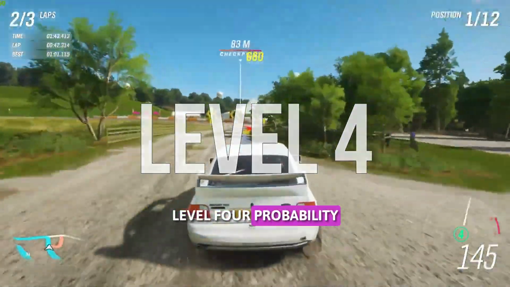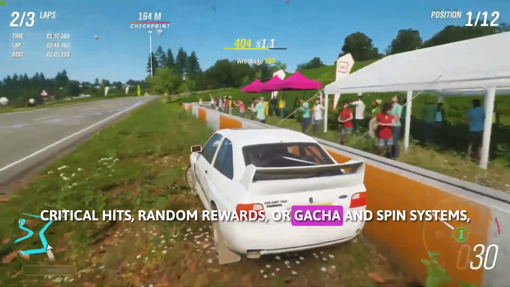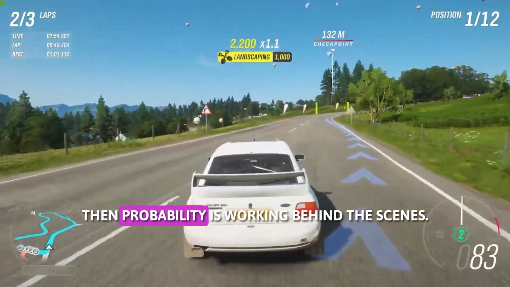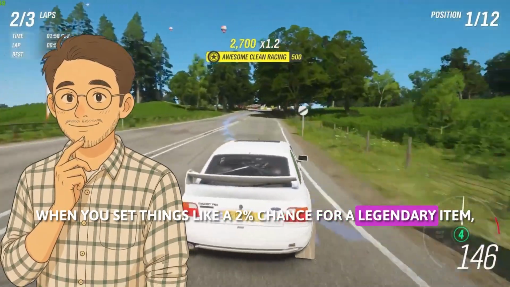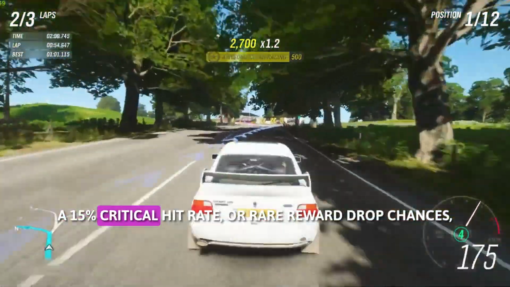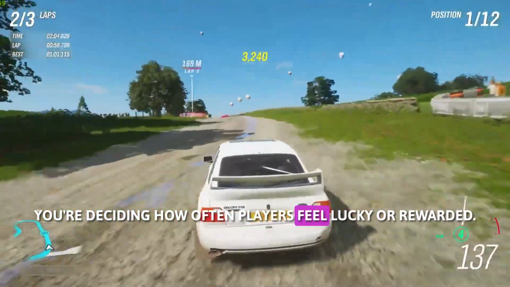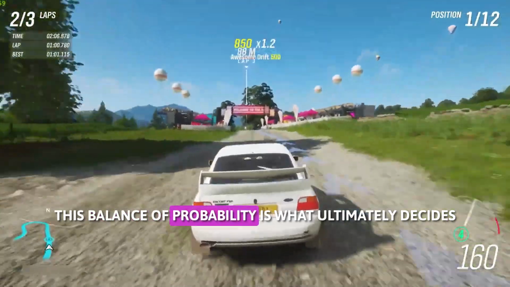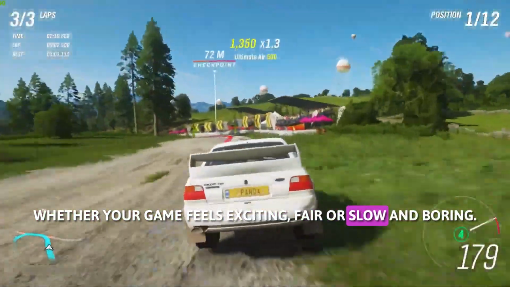Level 4, Probability. If your game has features like loot drops, critical hits, random rewards, or gacha and spin systems, then probability is working behind the scenes. When you set things like a 2% chance for a legendary item, a 15% critical hit rate, or rare reward drop chances, you're deciding how often players feel lucky or rewarded. This balance of probability is what ultimately decides whether your game feels exciting, fair, or slow and boring.